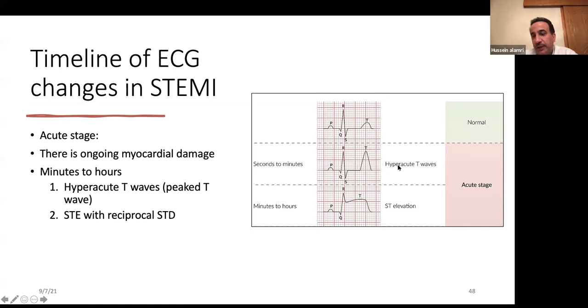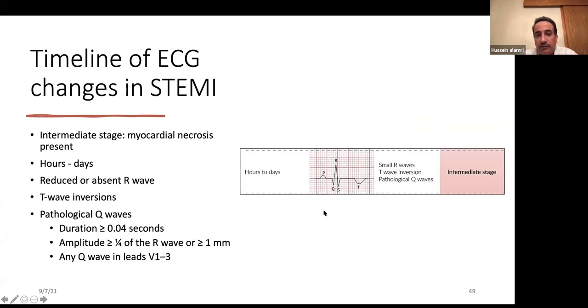That's why we have to repeat the ECG if there is hyperacute T wave, and we will discuss the hyperacute T wave later on. Again, there will be ST elevation with reciprocal changes according to the site of the infarction. In the intermediate stage, which is between hours and 2 days, there will be a small R or loss of the R. There will be T wave inversion, and Q wave will develop.